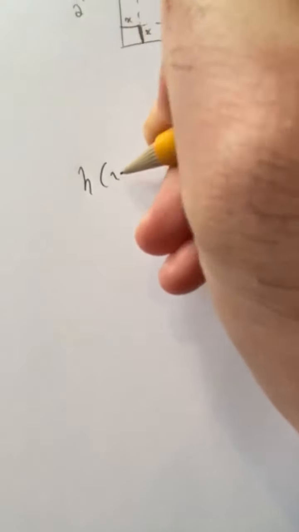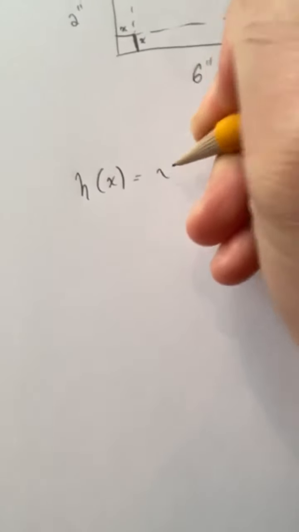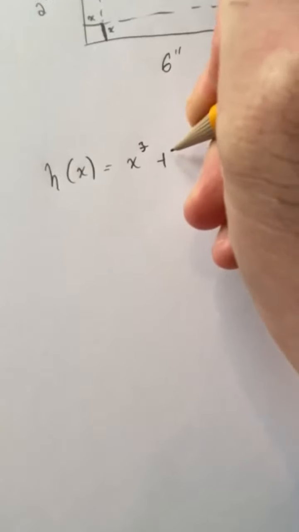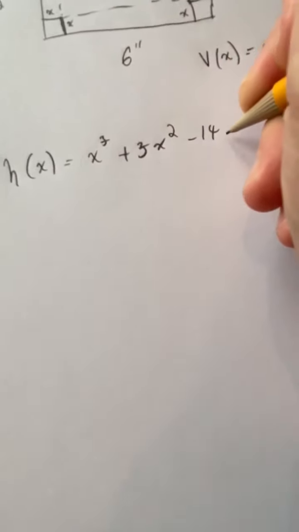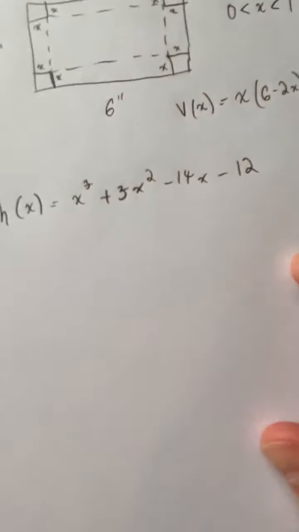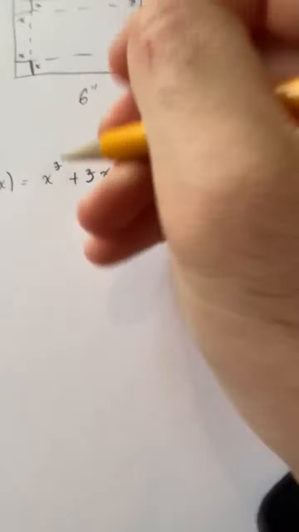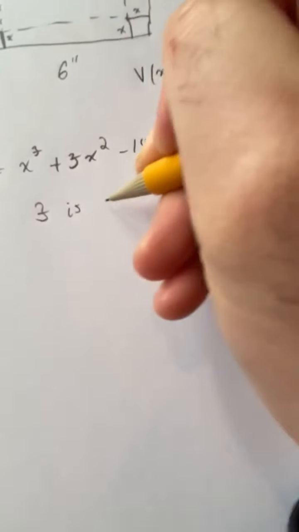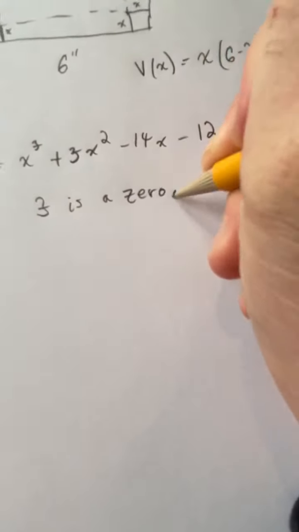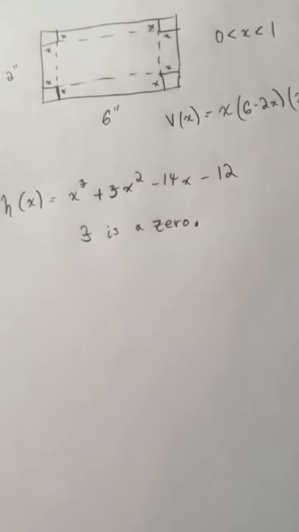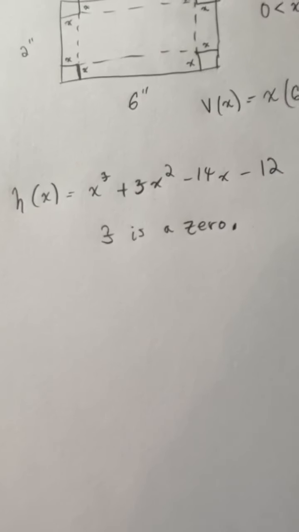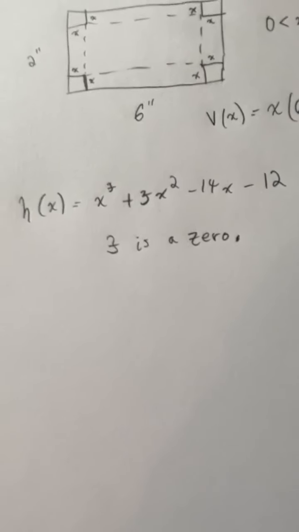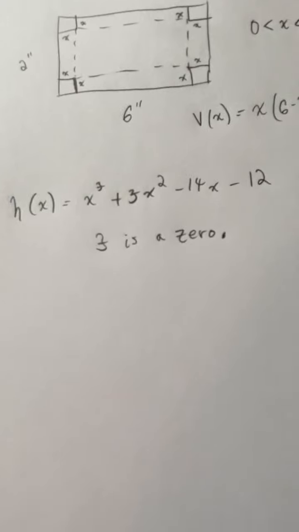So what we can do is copy down the original polynomial that they give us, which is h of x equals x cubed plus 3x squared minus 14x minus 12, okay? Now they tell us already that 3 is a 0, and that's very helpful because we can divide x minus 3 into this polynomial and figure out what's left over.